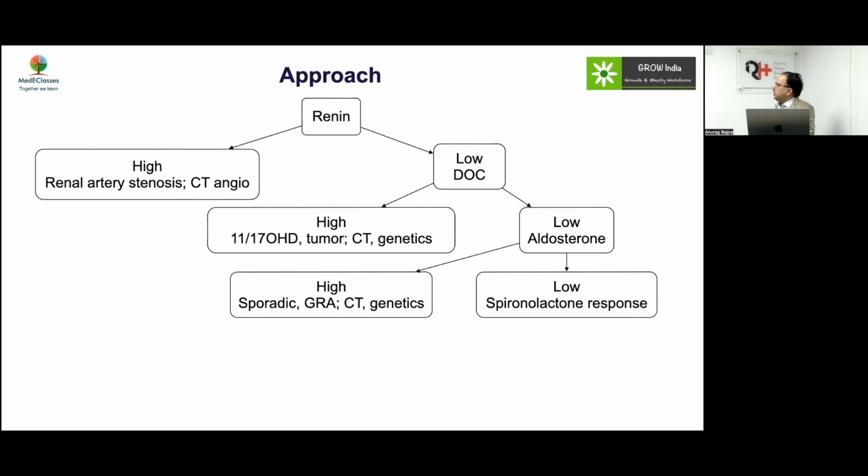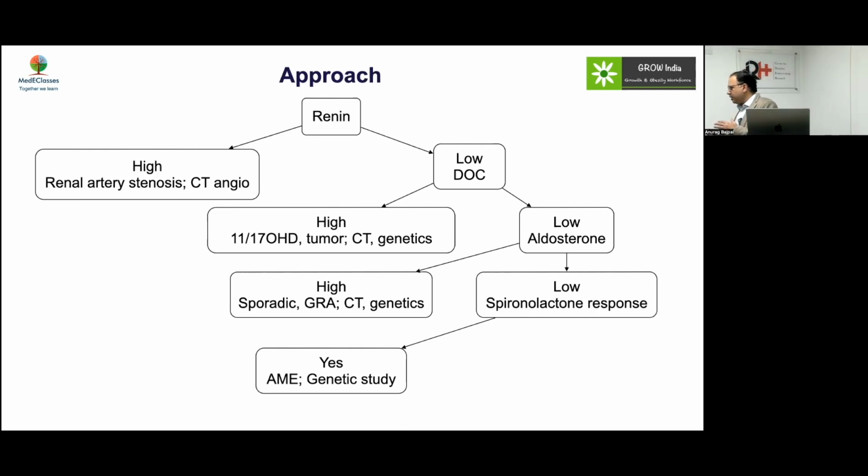If you have got a low renin, low DOC, low aldosterone, there are two differentials. You're thinking of either an apparent mineralocorticoid excess or a Liddle syndrome. Look for spironolactone response. If it's there, it's most likely an 11 beta HSD2 defect, which is apparent mineralocorticoid excess. In this case, you can do a genetic study. And if you have got no response, this is most likely Liddle syndrome and you have to go for a genetic study. So basically, go for a combination of renin and aldosterone. These two will give you a clue. DOC will also be helpful, and then spironolactone response.